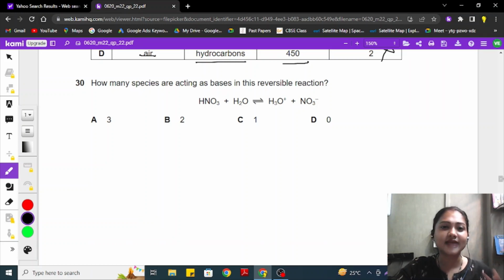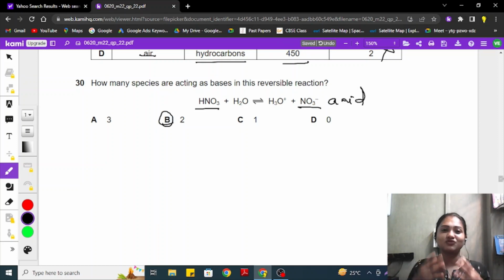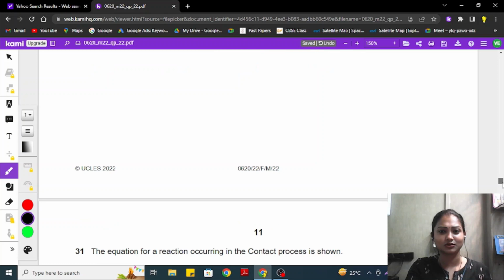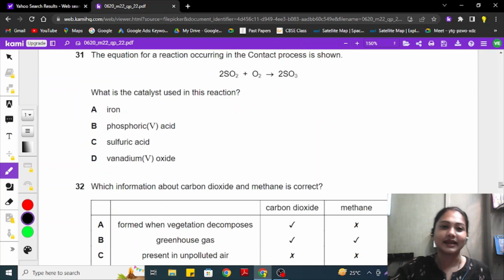How many species are acting here as a base? It's a reversible reaction. It's so simple. Here this is basically an acid and this is a nitrate. It's a non-metallic oxide, it's going to act as an acid. So the remaining two here are acting as bases. The number of species acting as bases is 2. It's very easy. It was one of the easiest questions. Don't you all think? Next question.